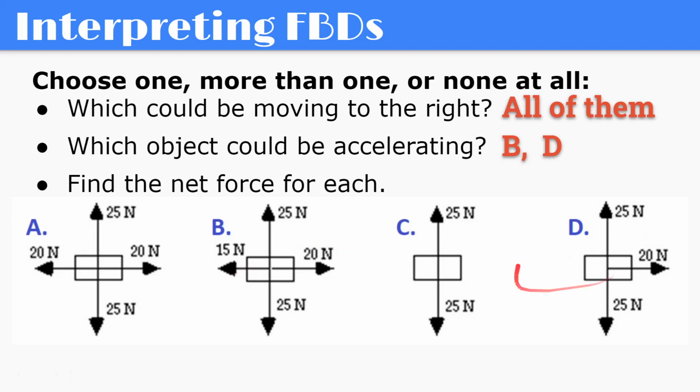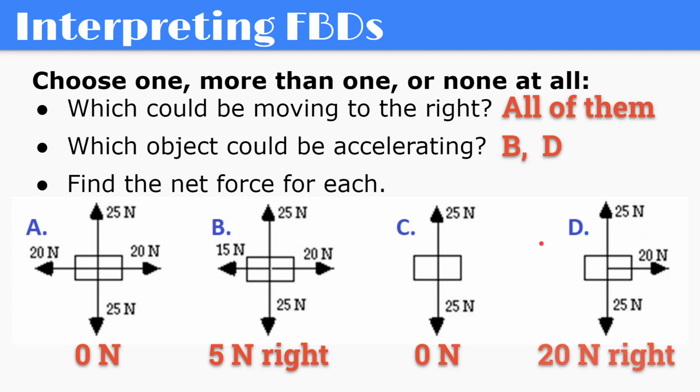Okay, same thing with these. If D is moving to the right, then it's speeding up. But if D is moving to the left, it's slowing down. Okay, so it depends on what other information they give you. Net force for each, A is going to be 0, B you're going to have 5 newtons to the right, C is going to be 0, and D will be 20 newtons to the right.